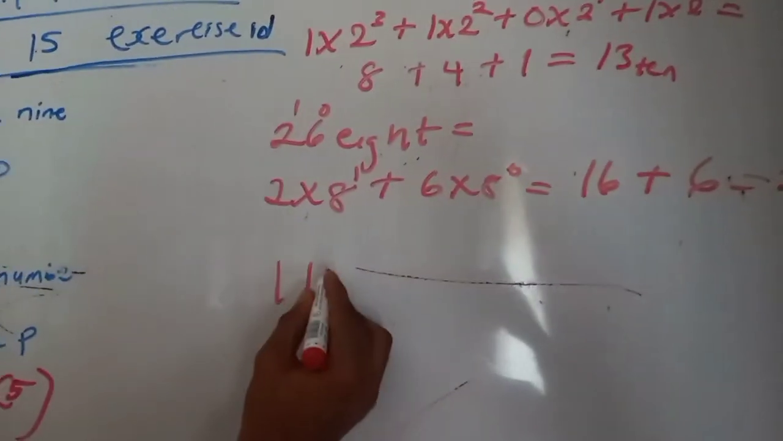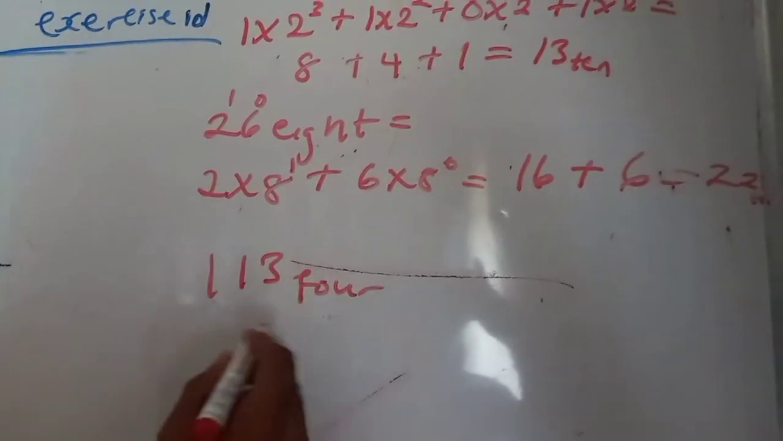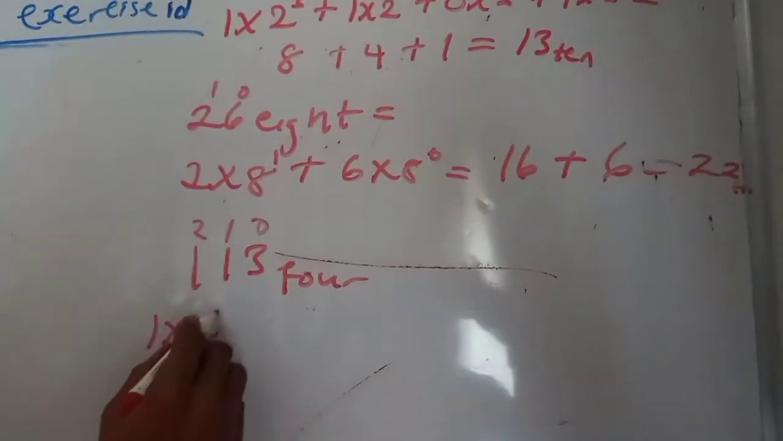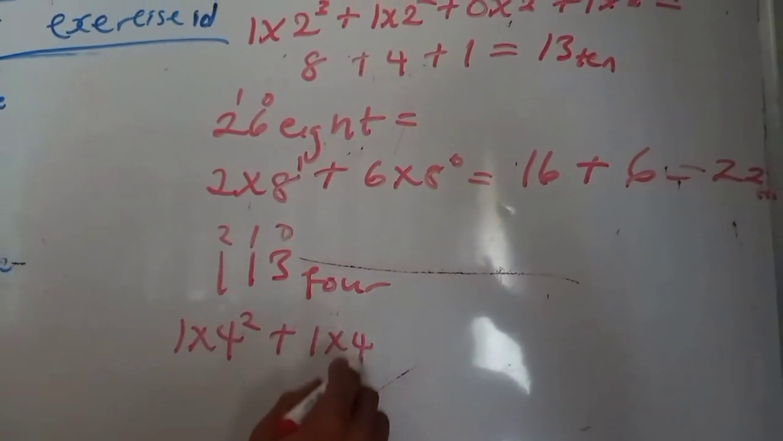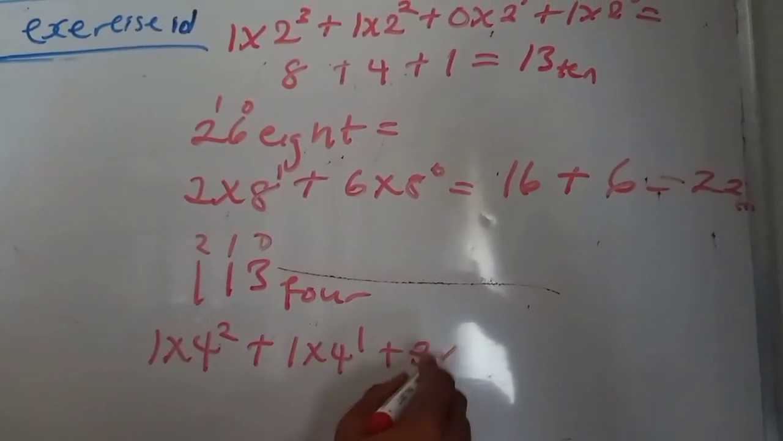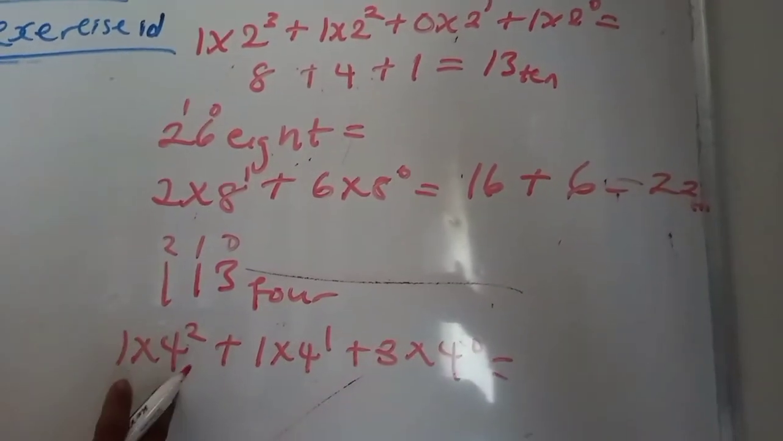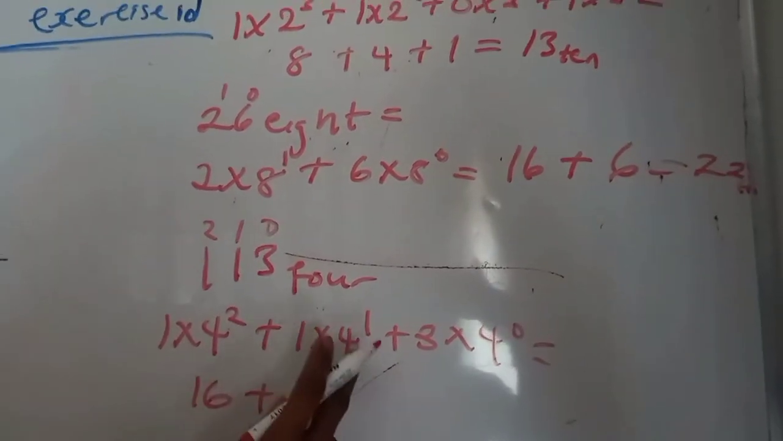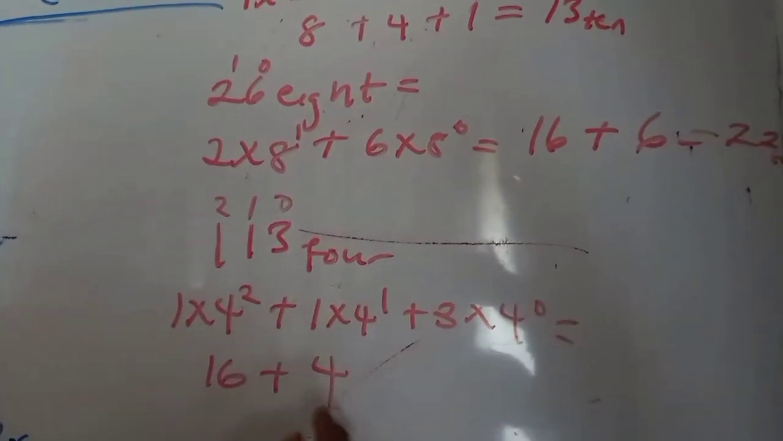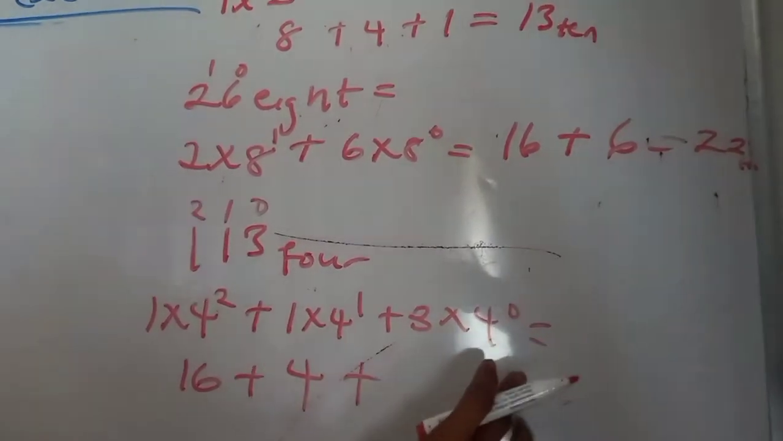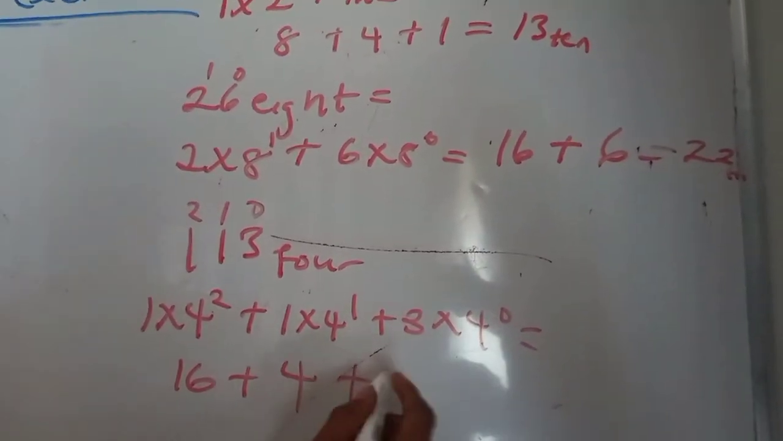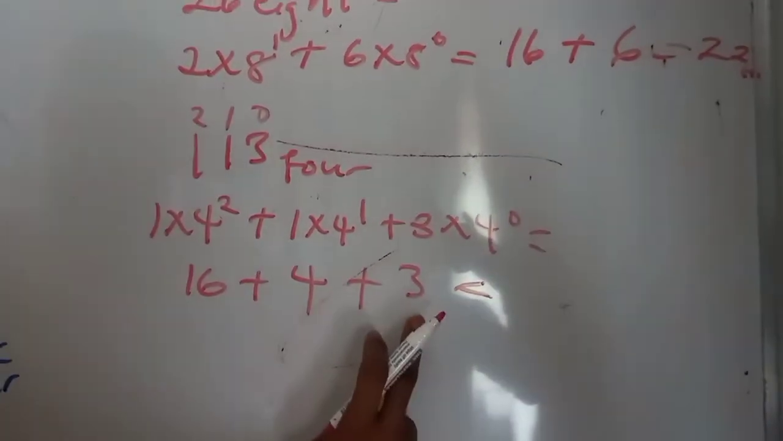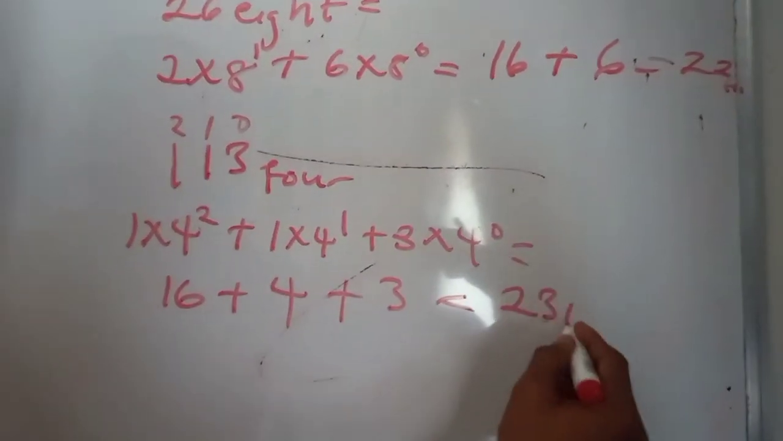Then we go to the next one, which is 113 base 4. Naming the positions 0, 1, 2: 1 times 4 to the power 2 plus 1 times 4 to the power 1 plus 3 times 4 to the power 0. 4 times 4 is 16, and 16 times 1 is 16. 4 to the power 1 is 4, and 4 times 1 is 4. 4 to the power 0 is 1, and 1 times 3 is 3. So 16 plus 4 is 20, and 20 plus 3 is 23, base 10.